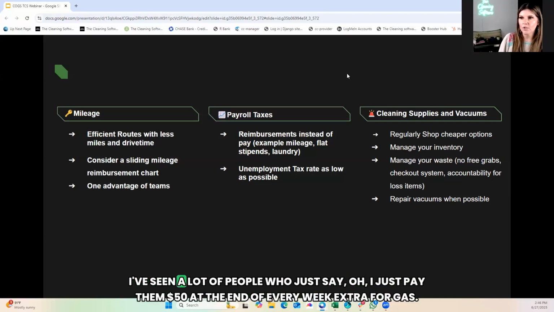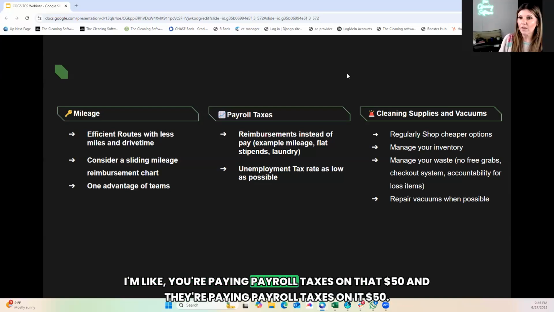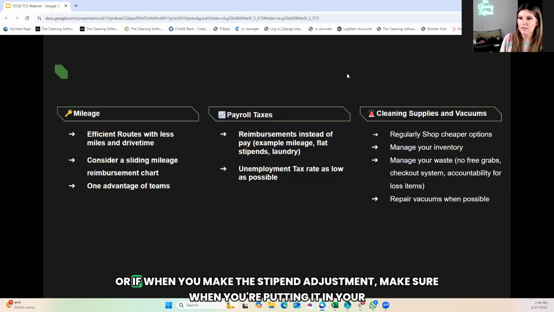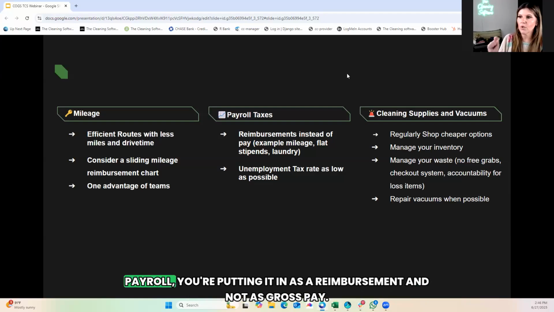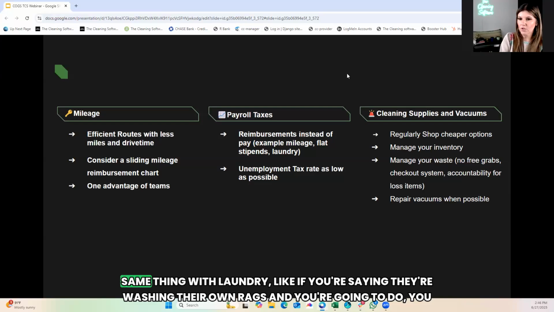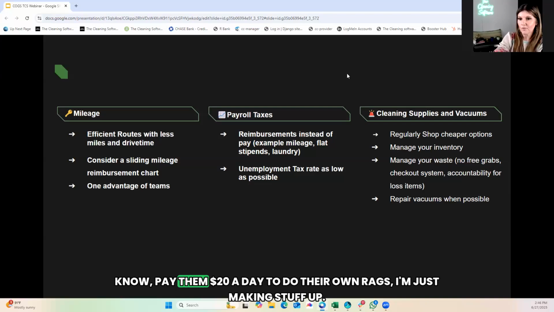I've seen a lot of people who just say, "Oh, I just pay them $50 at the end of every week extra for gas," and I'm like, you're paying payroll taxes on that $50 and they're paying payroll taxes on that $50. When you make the stipend adjustment, make sure when you're putting it in your payroll, you're putting it in as a reimbursement and not as gross pay. Same thing with laundry. Like if you're saying they're washing their own rags and you're going to pay them $20 a day to do their own rags. I'm just making stuff up.